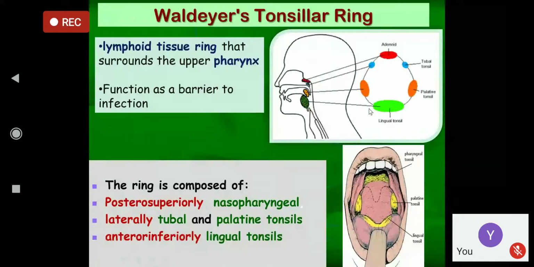Now, the ring is mainly composed of: posteriorly and superiorly we have the nasopharyngeal tonsil, laterally we have the tubal tonsil and palatine tonsil, and anteriorly and inferiorly we have the lingual tonsil. So all these tonsils will make a ring around the pharynx. This is known as the Waldeyer tonsillar ring. Is it clear this one? Yes, ma'am. Shall I repeat Waldeyer tonsillar ring?